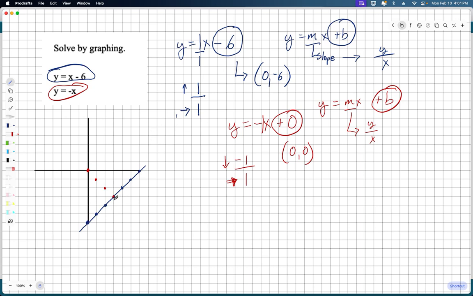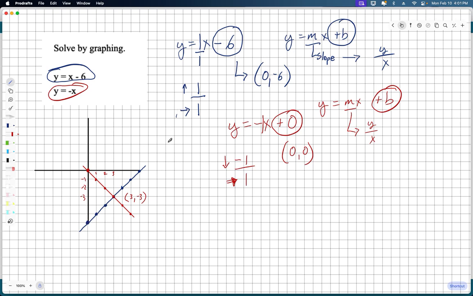Down 1 over 1. We already see where it intersects. We see our intersection point. This is 1, 2, 3, and this is -1, -2, -3, right? So our intersection point is going to be +3 on the x-axis and -3 on the y-axis. That is going to be how you solve by graphing.